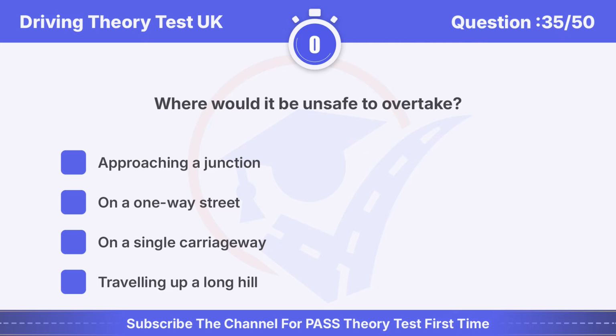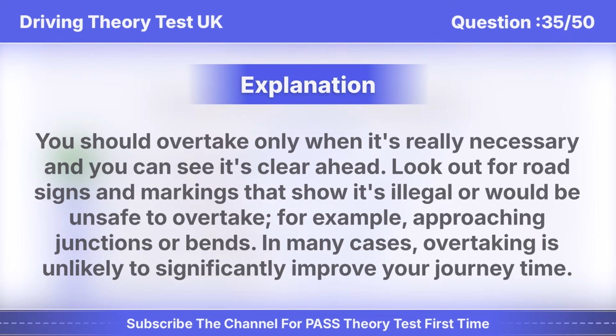Answer is A. Approaching a junction. You should overtake only when it's really necessary and you can see it's clear ahead. Look out for road signs and markings that show it's illegal or would be unsafe to overtake. For example, approaching junctions or bends. In many cases, overtaking is unlikely to significantly improve your journey time.